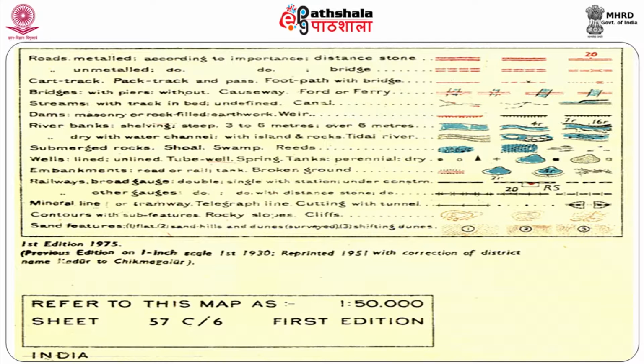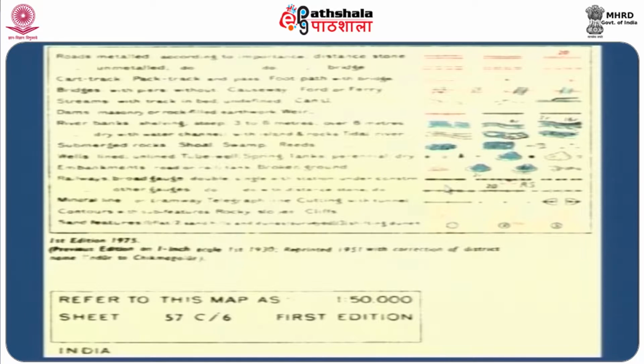So we are coming back to the various aspects I was telling you. We can also show the wells which are present, and you can see lined wells, unlined wells, tube wells, springs, and so on and so forth. I was telling you tanks which are perennial are blue in color, and those dry in nature will be shown plain. Similarly, railways, railroad. Of course, improvements are taking place over a period of time. People are trying to show the various aspects in a different method. And of course, contours are also present here.